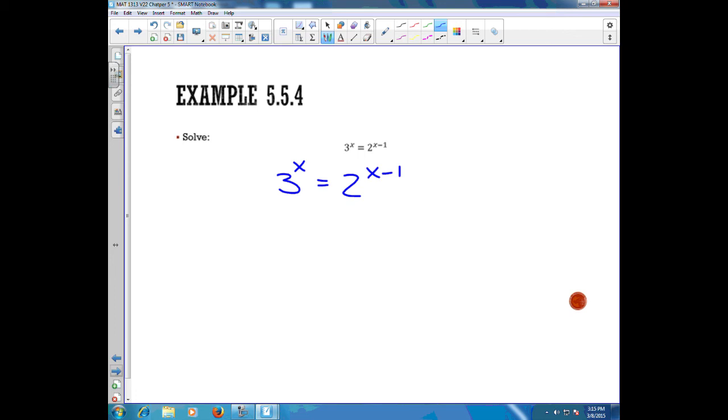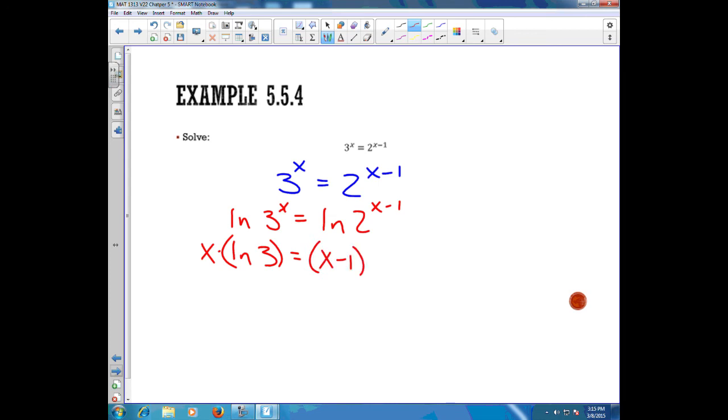Let's just start by taking the natural log of both sides. The natural log of 3 to the x, the natural log of 2 to the x minus 1. Using that power rule again, we're just going to move the exponents into the front as constants. So we get x times the natural log of 3 is equal to x minus 1 times the natural log of 2. Now we want to solve for x, but we have x in more than one term. So what we need to do is get x onto one side of the equation.